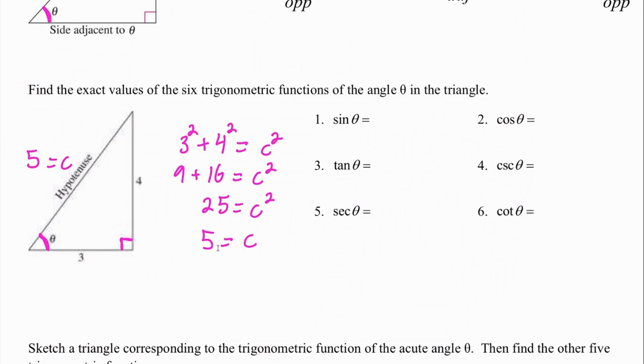So again, we're working with that SOHCAHTOA. If this is the angle we're working with, sine is going to be the opposite over the hypotenuse. So sine is going to be the opposite, which is 4, over the hypotenuse, which is 5. Cosine is going to be the adjacent, which is 3, over the hypotenuse, which is 5. Tangent is going to be the opposite, which is 4, over the adjacent, which is 3.